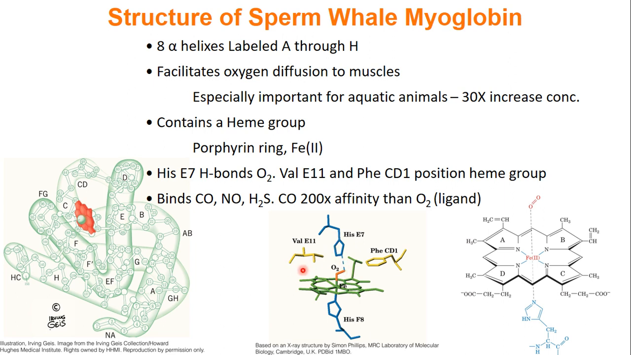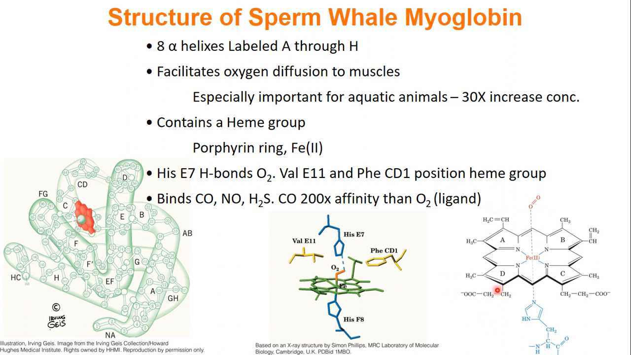E is an alpha helix, so it's the 7th residue of alpha helix E, and we have a hydrogen bond there. Valine E11 and phenylalanine CD1 help position this heme ring, and heme can also bind to carbon monoxide, nitrogen monoxide, and H2S. In fact, carbon monoxide actually binds 200 times more efficiently than oxygen. That's why you should have carbon monoxide detectors in your house, because we can't smell it, we can't notice it, we can't see it, but it will suffocate you by outcompeting oxygen in myoglobin and in hemoglobin.